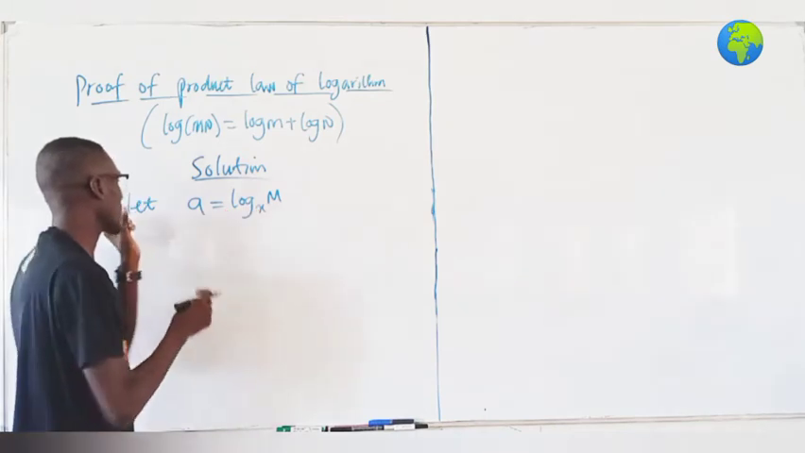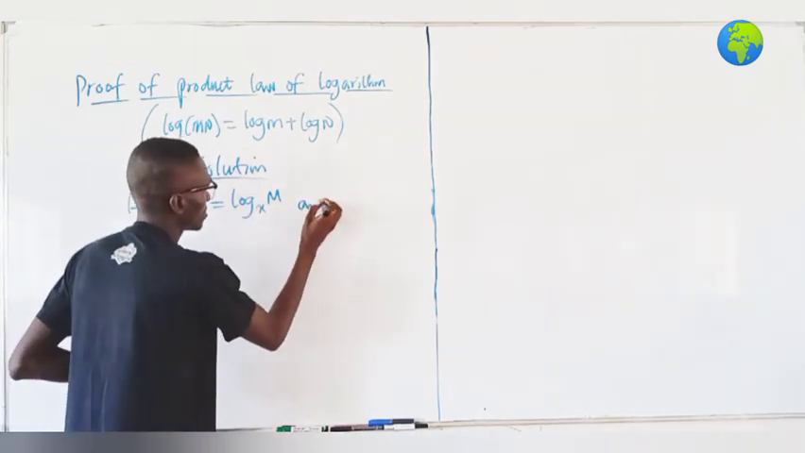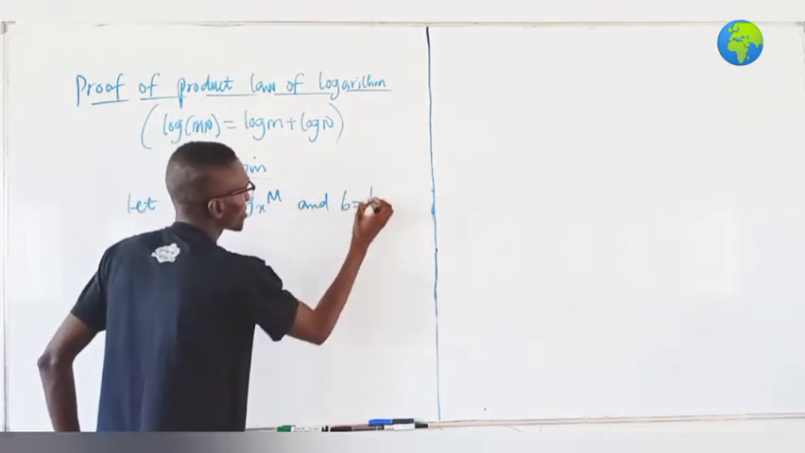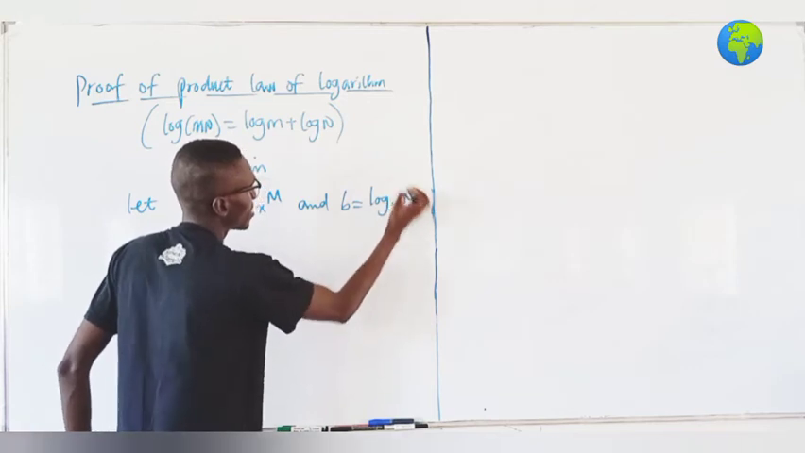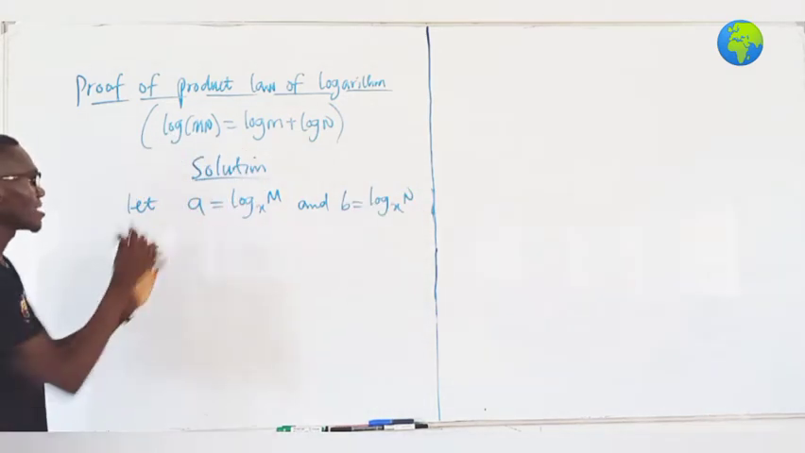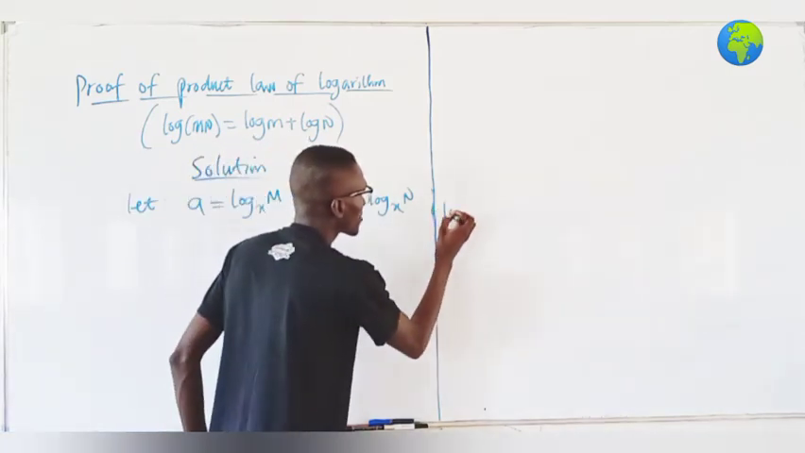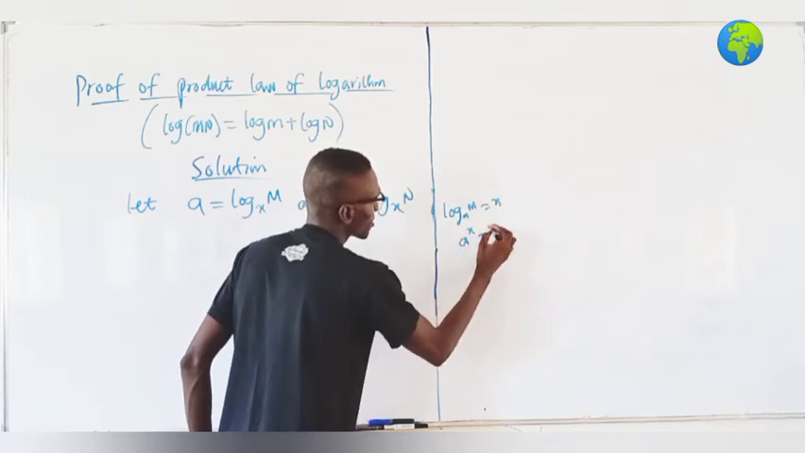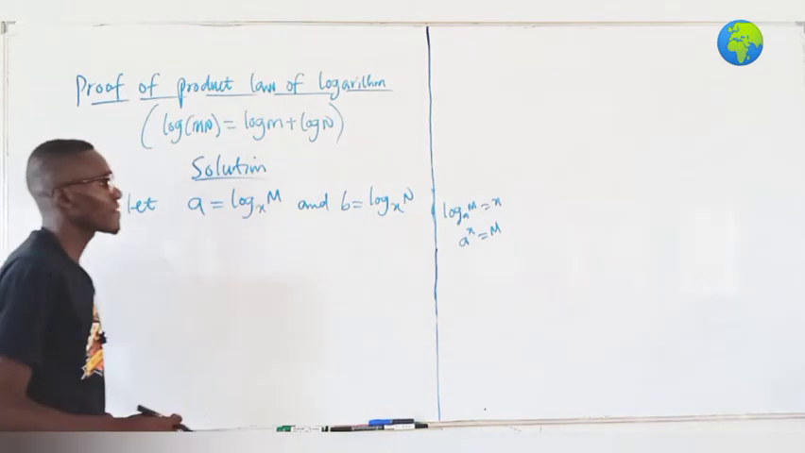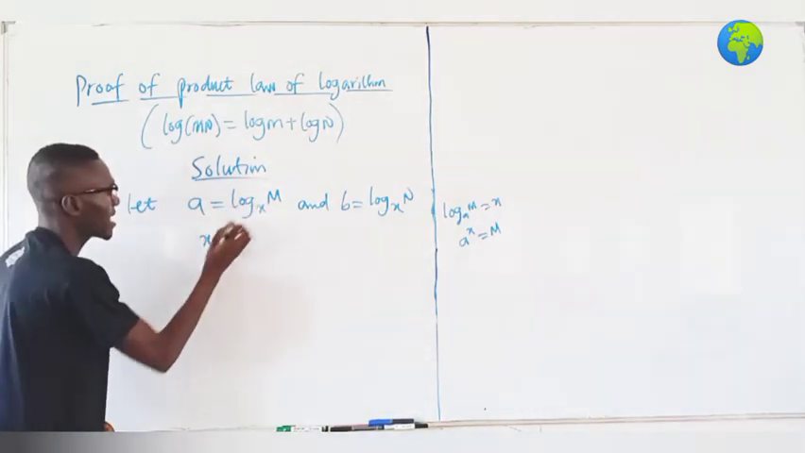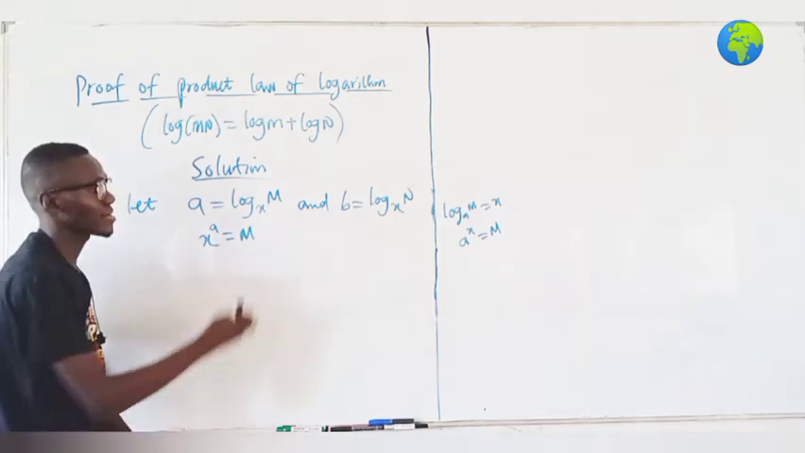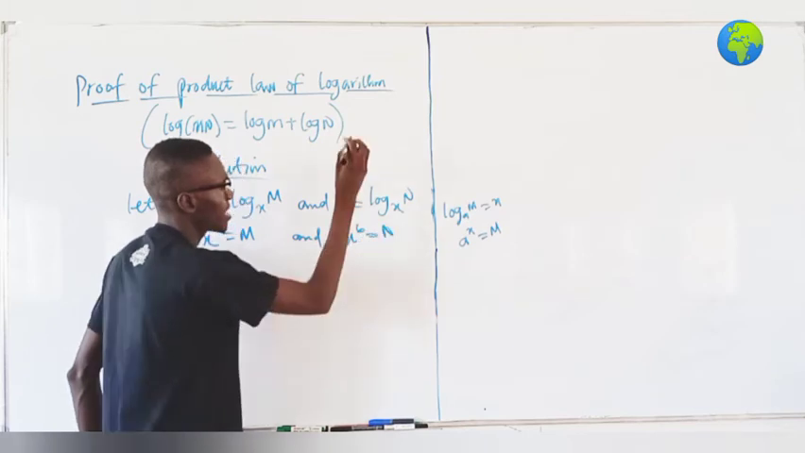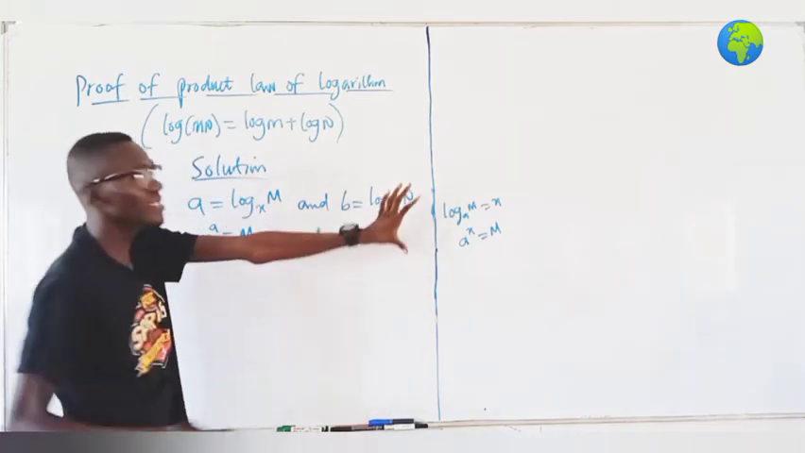We also have two logarithms, right? So let's bring in two numbers, and let's say b is equal to log of some base x of n. Now let's rewrite this. From what I said recently, when you have log of base a of m is equal to x, it can be written as a to the power x is equal to m. Relating it to what I have here, that means x raised to power a is equal to m, and x raised to power b is equal to n as well.